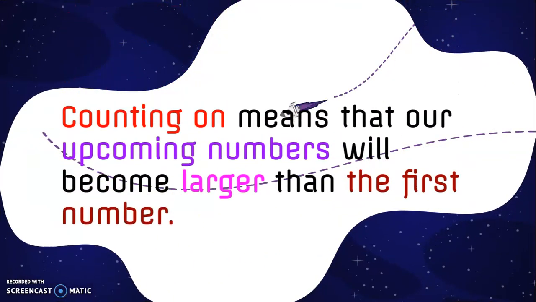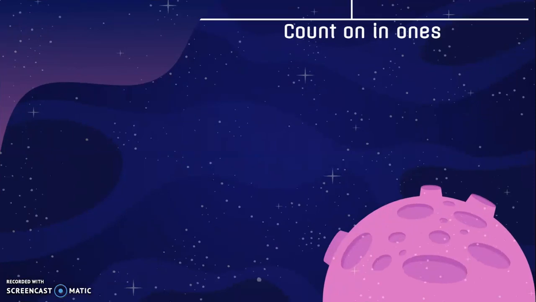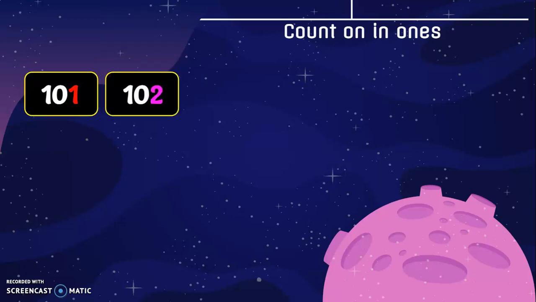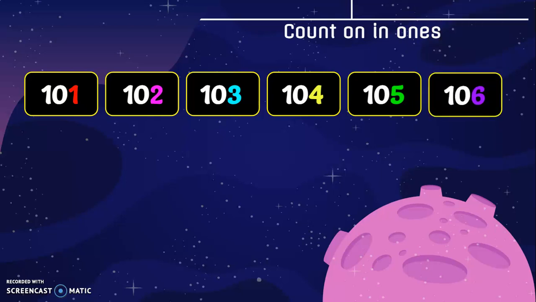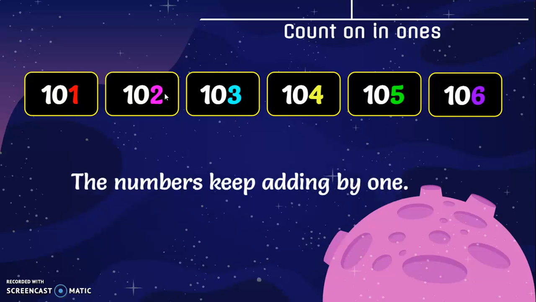What is the meaning of counting on? It means that our upcoming numbers will become larger than the first number. Let's look at the first one. Count on in ones. We have here 101, 102, 103, 104, 105, and 106. Did you notice that the colored number over here keeps adding by 1? So we said that the numbers keep adding by 1.